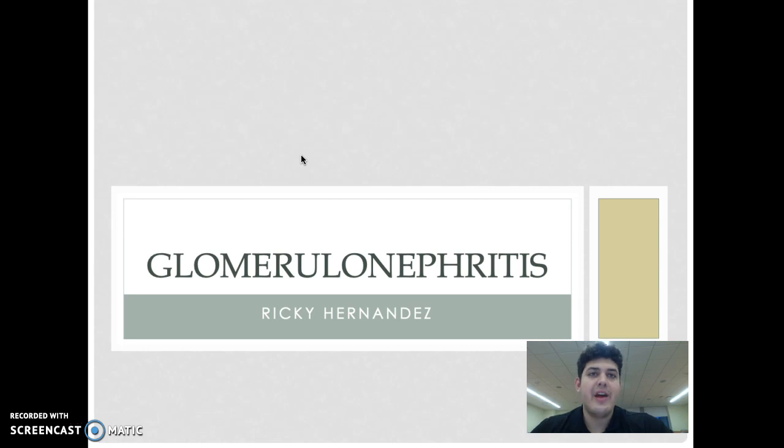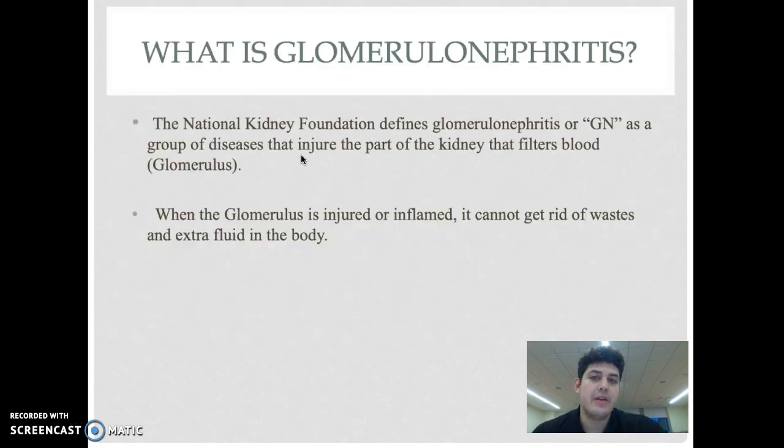Hi, my name is Ricky Hernandez, and I'll be going over glomerulonephritis and its diagnosis, epidemiology, pathophysiology, medications, as well as its implications towards exercise. So let's begin. What is glomerulonephritis? This is where there's inflammation at the filtering structure of the nephron within the kidneys.